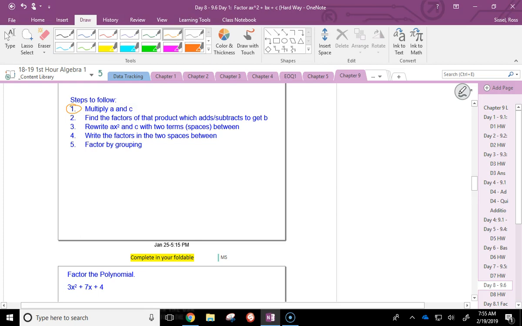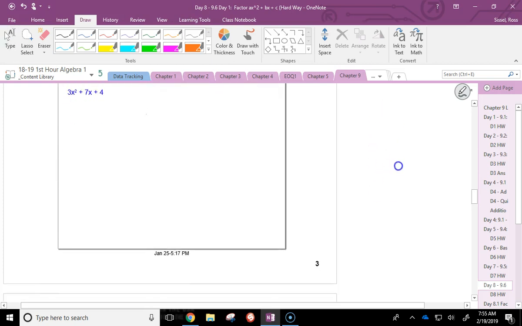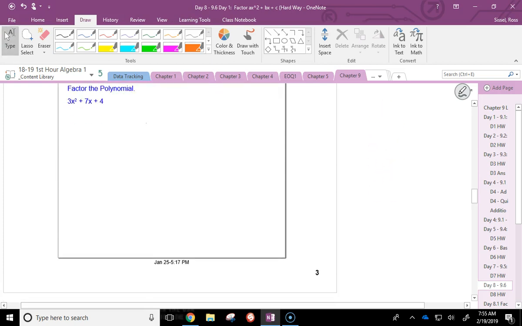After you do that, you'll find the factors of that product, which adds and subtracts to get b. We'll rewrite with 2 terms, and then we'll factor by grouping. Sounds confusing, and it's really not once you catch up. Okay? So, let's do this together. Here's your example. Make sure you're following along.